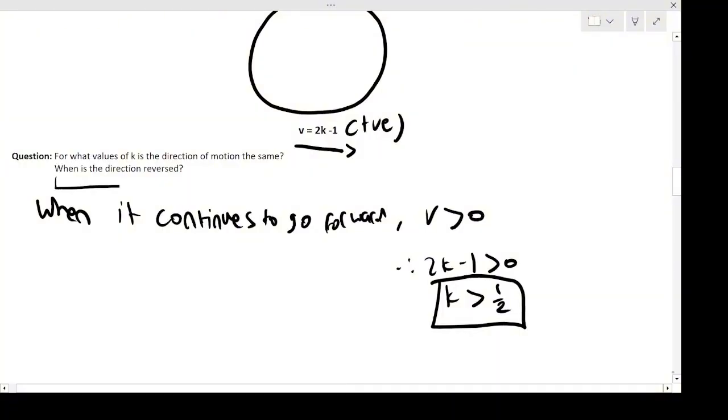Then it says, when is the direction reversed? Well, that's going to be the opposite case. That is now saying, what about if instead we want it to go backwards? Now we need to flip the direction.